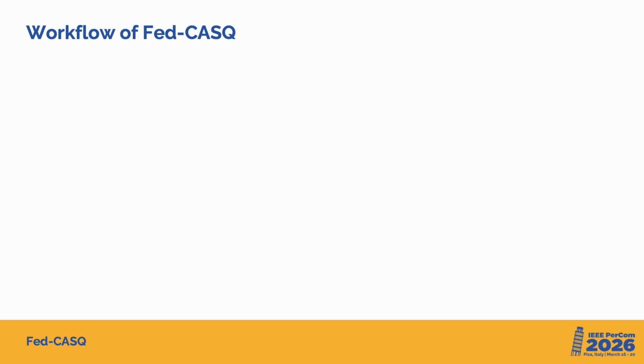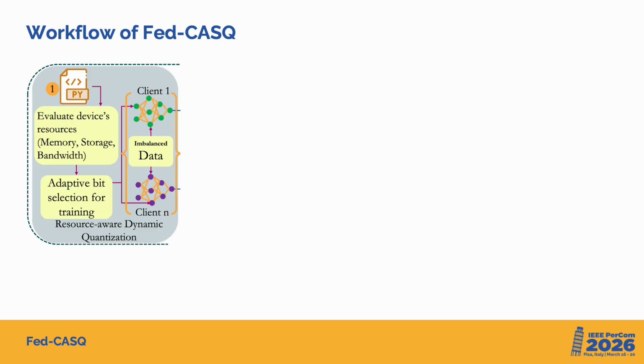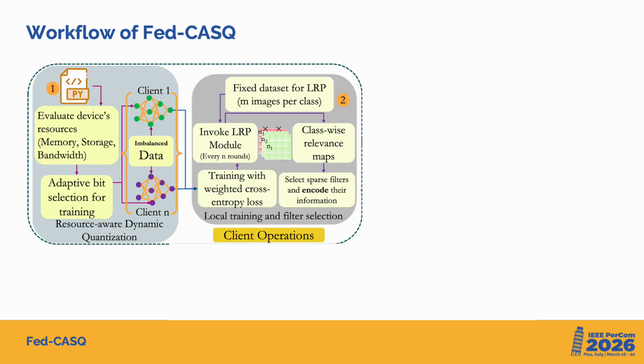Now I'll walk you through the workflow of Fed-CASQ. To begin, we evaluate each participating device's available memory, signal strength, and bandwidth, and we compute a resource score. Based on that score, we assign a suitable bit width per client. Resource-constrained devices quantize more aggressively while stronger devices afford higher precision. This lets us handle heterogeneity without forcing one fixed quantization level for everyone.